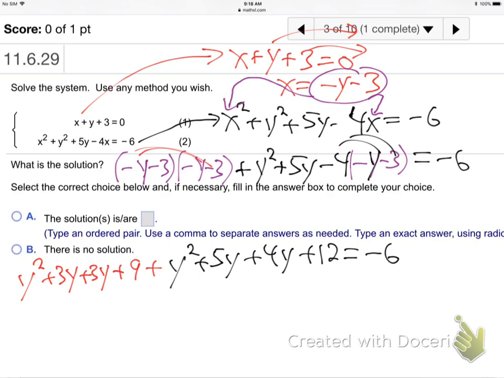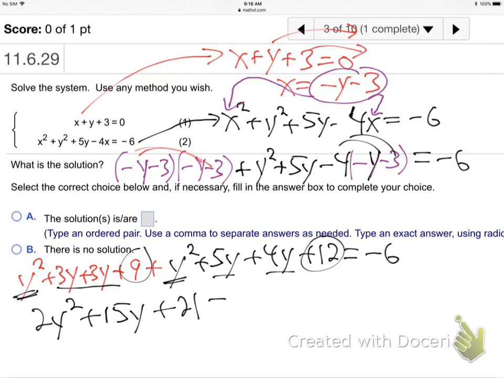All right, so then we gather like terms. So y squared and y squared is 2y squared. 3y, 6y, and 4y is 10y, and 5y is 15y. And 9 and 12 is 21 equals minus 6. We good to there? Now what do we do?